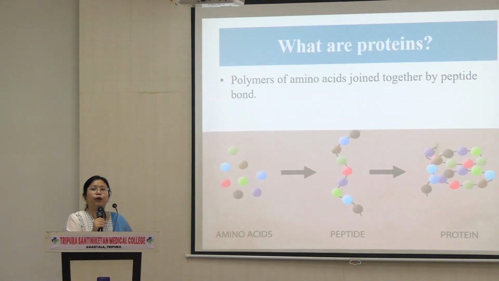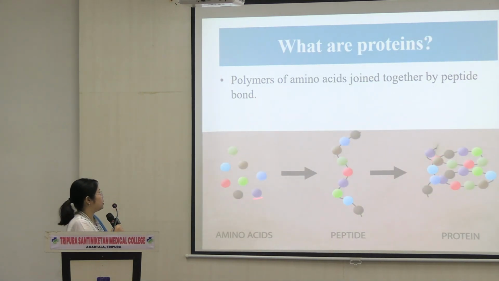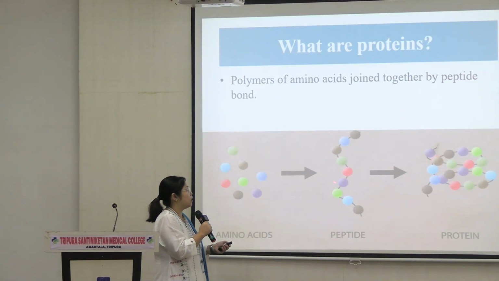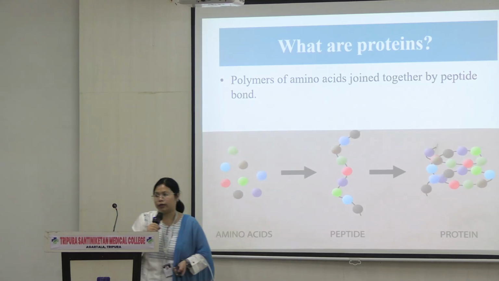So, proteins are just polymers of amino acids joined together, right? These balls are different amino acids joined together in this manner. This is called a peptide then, and when they are folded, they are known as protein. Okay, so this is protein.